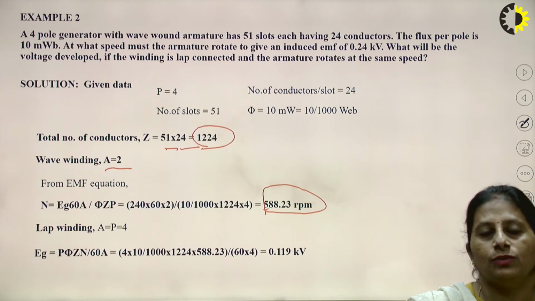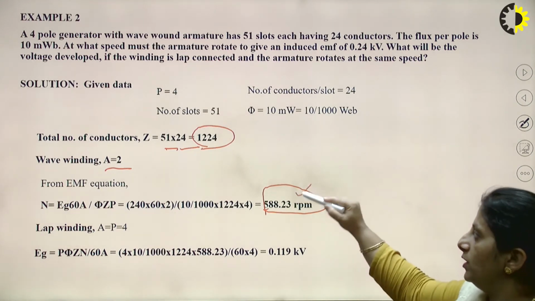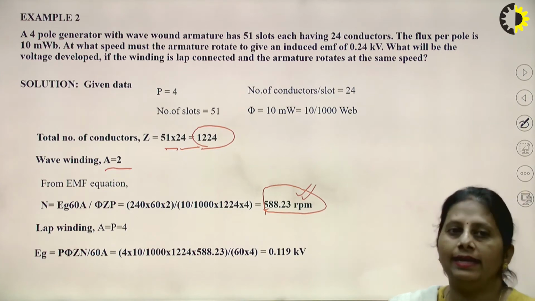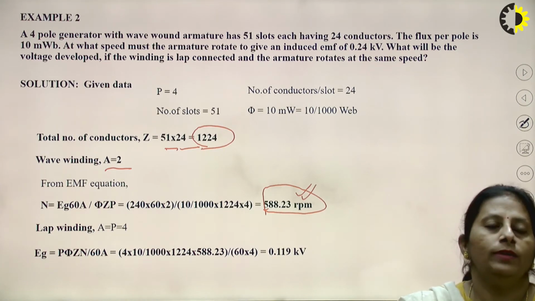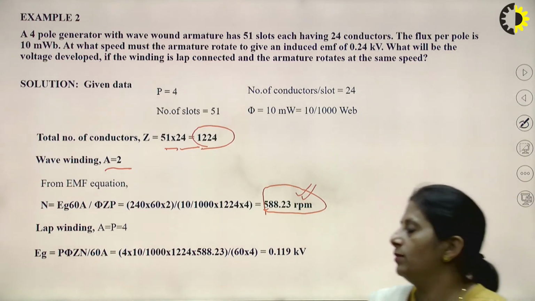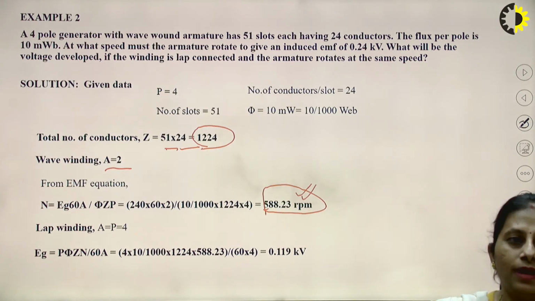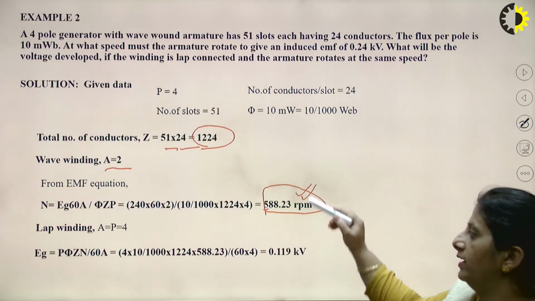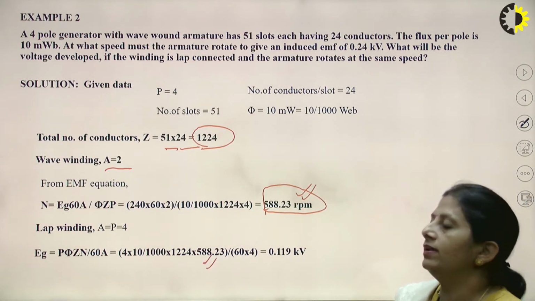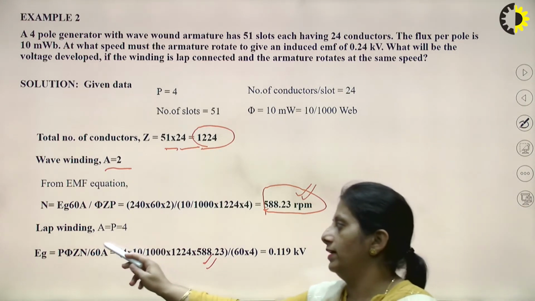Now the second question is: what will be the voltage developed if the winding is lap connected and the armature rotates at the same speed, right. So if the armature rotates at the same speed of 588.23 rpm and the winding is replaced with a lap winding, what is going to be the induced EMF? The rest of the things remain the same: the number of poles, the flux, the conductors, the speed we have got, that is 588.23, divided by 60A. So the parameter which is going to change here is A.